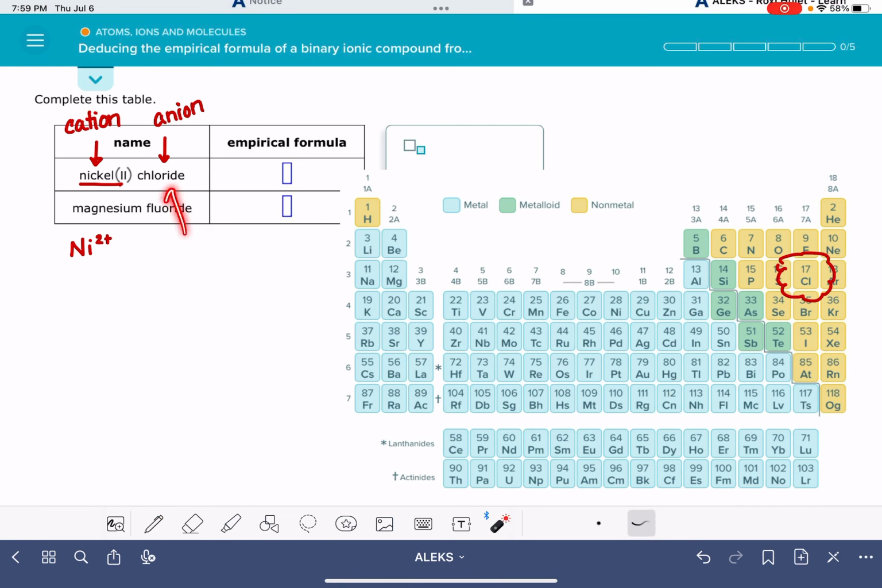Our anion is the chloride ion, and that is located right here on the periodic table, and it's not giving us any hints about what the charge is on that ion, but that's okay because it's pretty easy for us to predict the charges of ions based on the atom's location on the periodic table.